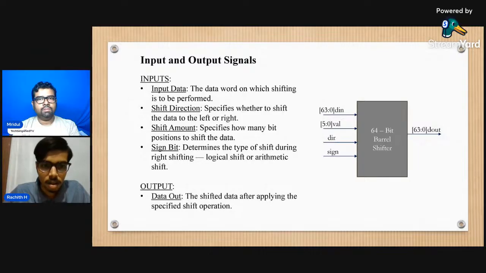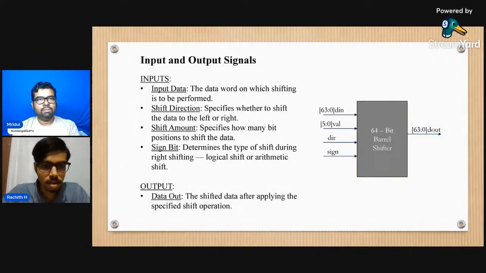direction. Here I have used a simple convention, where dir, if it is equal to 0, it is left shift. If dir is equal to 1, it is right shift. Of course, you can change the convention as well. So the next input is the shift amount, which specifies how many bit positions are to be shifted. So since the shifting range is from 0 to 63 bits, 2 power 6, which is 64, so 6 bits of value can clearly specify the shift amount which is needed.